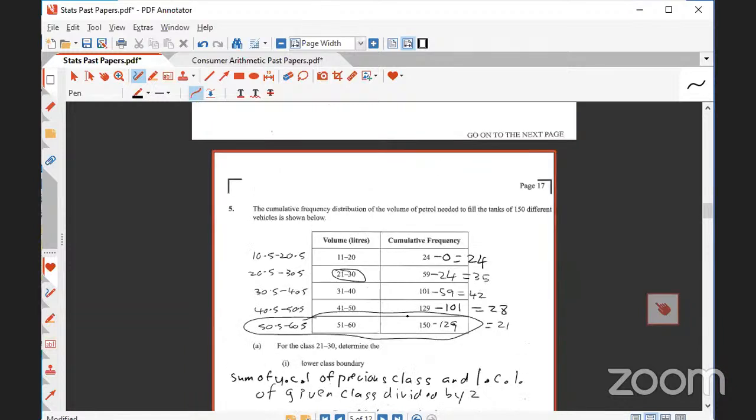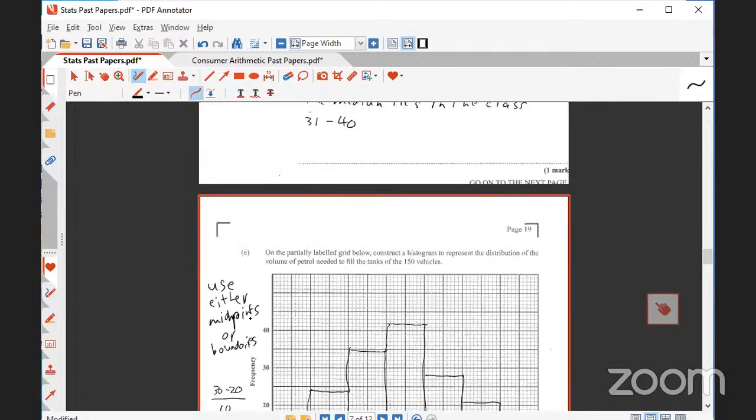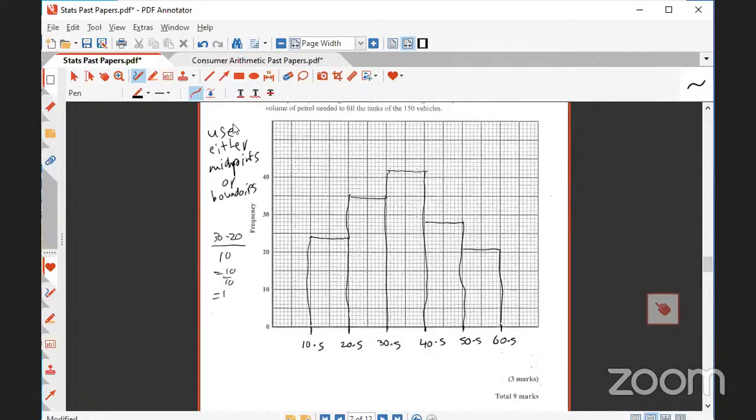So volume, liters. As you can see, the histogram does not have cumulative frequency on the y-axis, it has frequency. So you have to find the frequency of each of them and use that. All right. And down here, obviously, this is where our volume is.